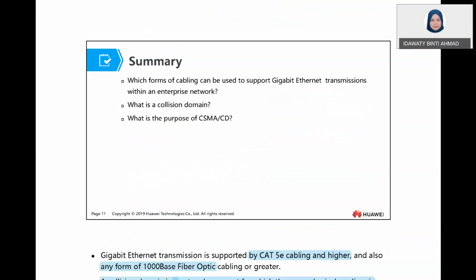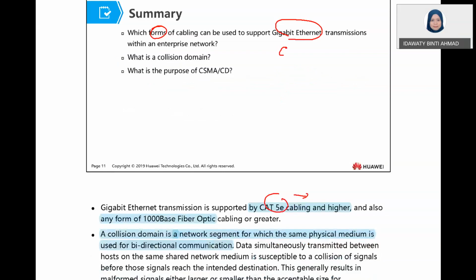Okay, which form of cabling can be used to support gigabit Ethernet? Gigabit Ethernet can use Cat 5e and above. This one you have to memorize. Cat 5e, 6, 7, and any form of fiber optic can be used by gigabit Ethernet. This kind of cable supports gigabit Ethernet.